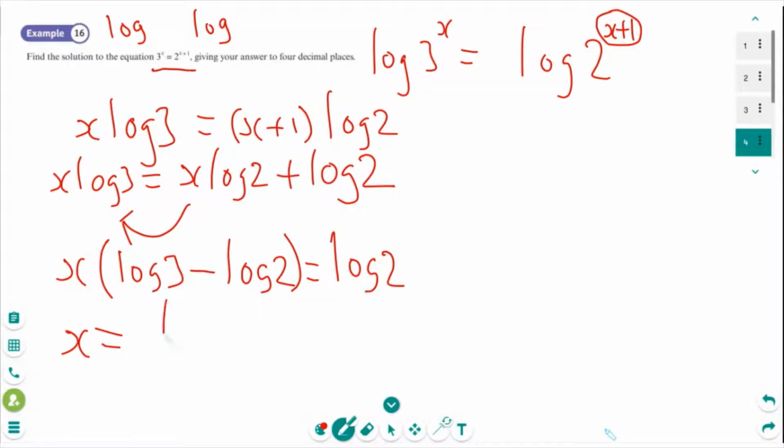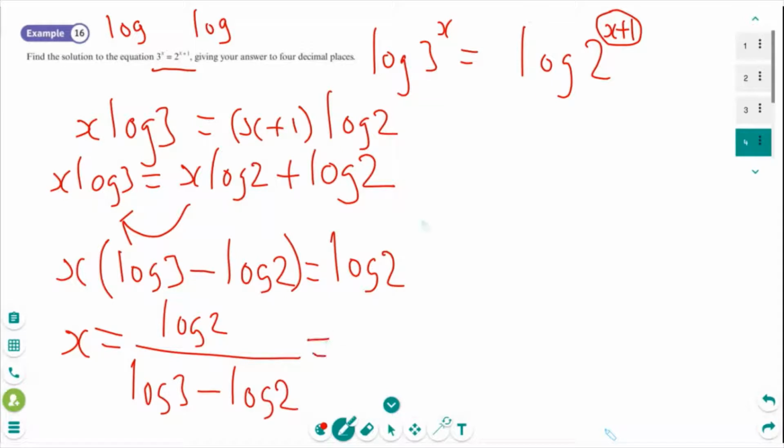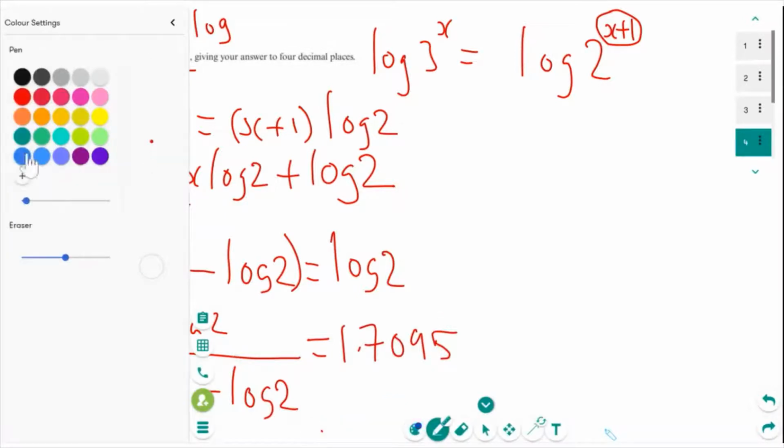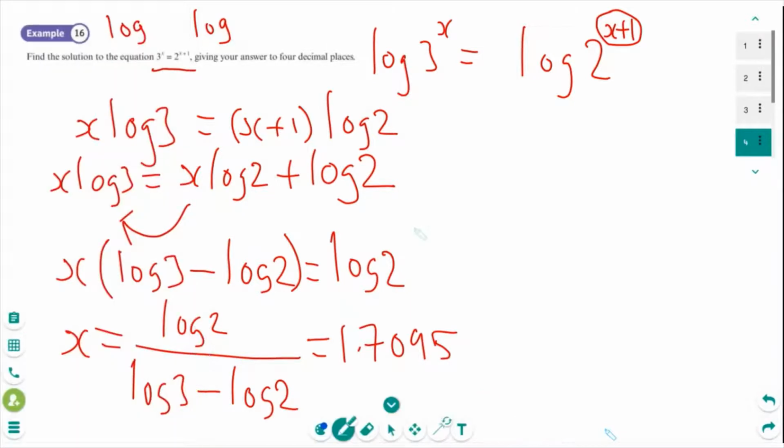So you need to do log 2 all over the bracket. Okay. Stick it into a calculator, and then you'll get your answer as a decimal. Okay, so that's one way you can do it. Okay, any questions on that? Any questions?